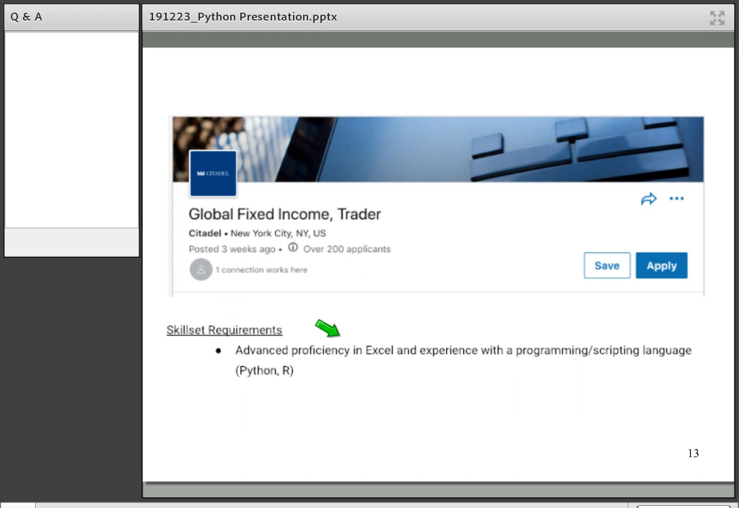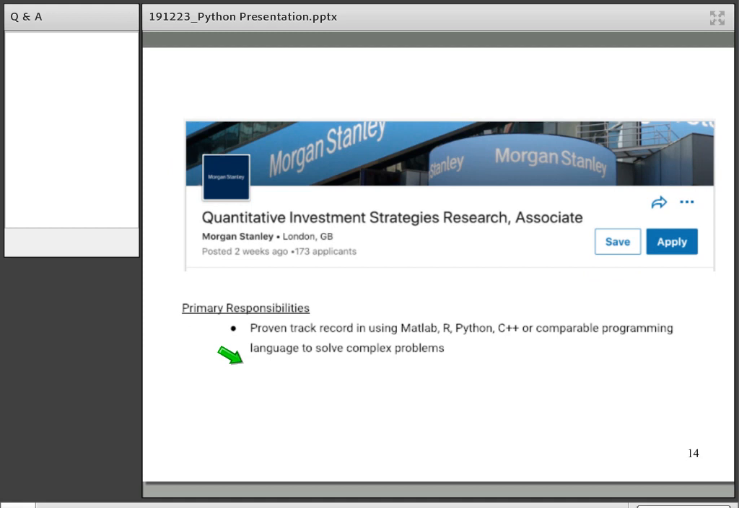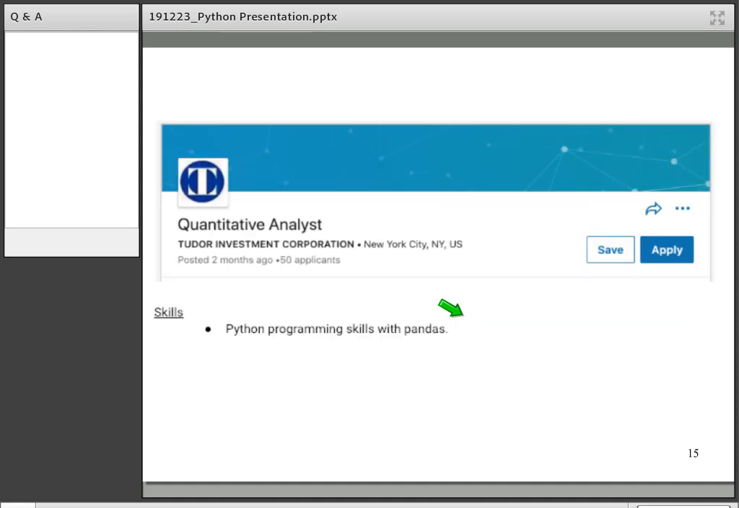Skill set requirements: advanced proficiency in Excel and experience with a programming scripting language, Python or R. What we're seeing here is that R is becoming less and less in demand, while the demand has become greater and greater for Python. Morgan Stanley, quantitative investment strategies research associate, primary responsibilities: proven track record using MATLAB, R, Python, C++, or comparable programming language to solve complex problems. A few years back, you wouldn't have seen Python there. Today, you see it standing out.